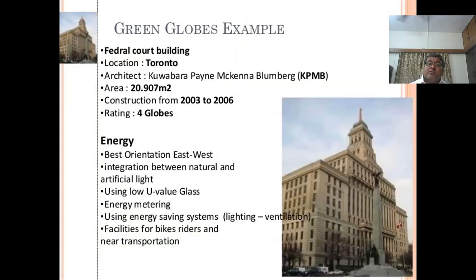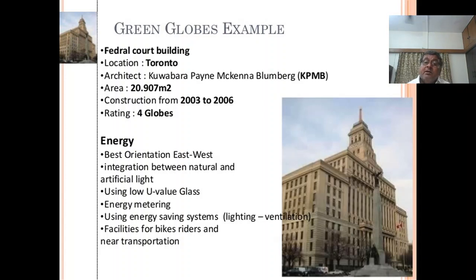Green Globe examples. Federal Court Building. This is the Green Federal Court Building in Toronto, Canada. Architect Kuwabara Payne McKenna Blumberg, KPMB for short. Area about 20,907 square meters. It took 3 years to construct, from 2003 to 2006. Rating is 4 globes.